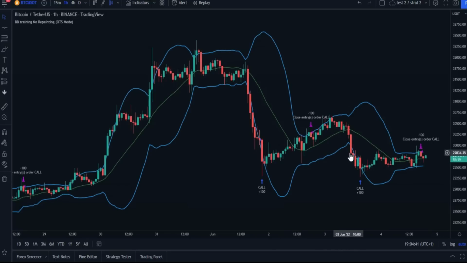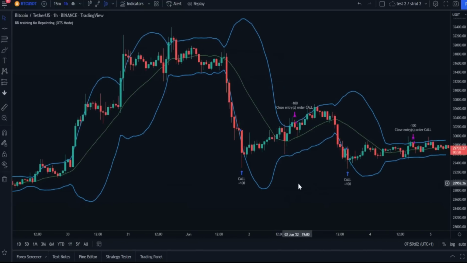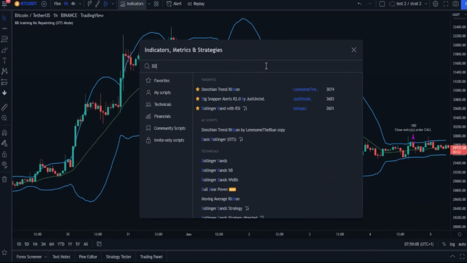Here too, we see that the candles were below the lower band, and when the first candle closed above it, another buy signal appeared. And the profits continued as well until the candles touched the upper band. Well, that's how this strategy works, but how can we use this strategy better, and how can we get rid of drawdown? To do this, let's open the indicators box and look for the normal Bollinger Bands indicator.